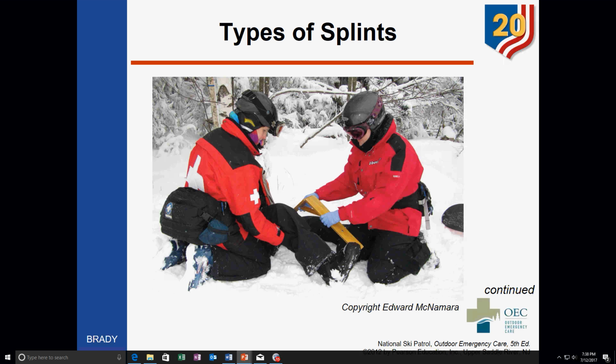Again, here he or she is trying to figure out how they're going to do this, figure out the best way. It looks like it may be a knee injury here, and he's measuring it to see how they're going to put it on. But again, figure out what you've got and how you're going to best handle it.